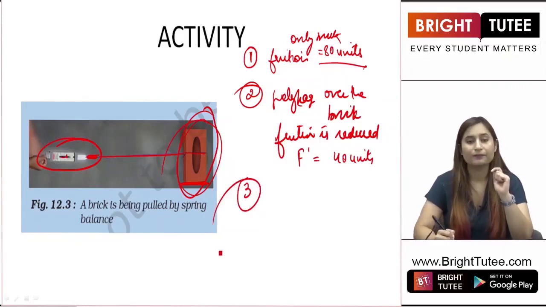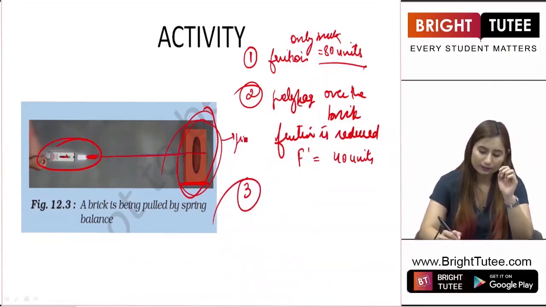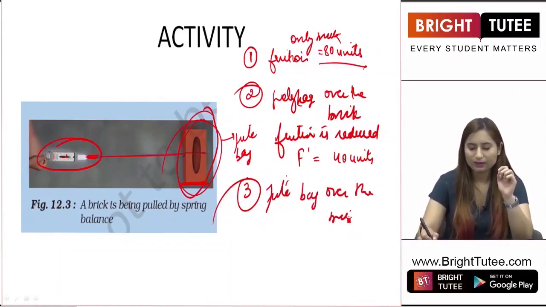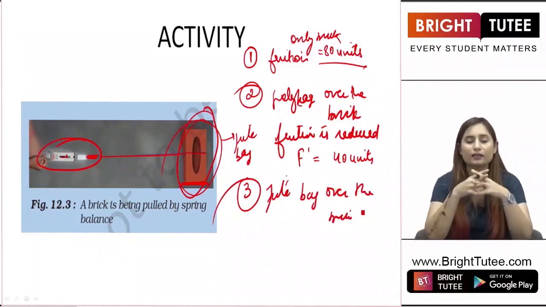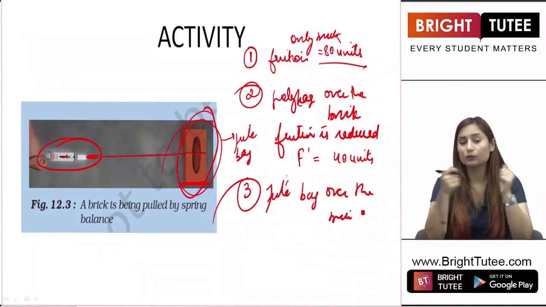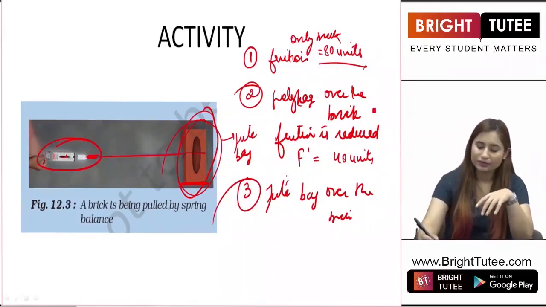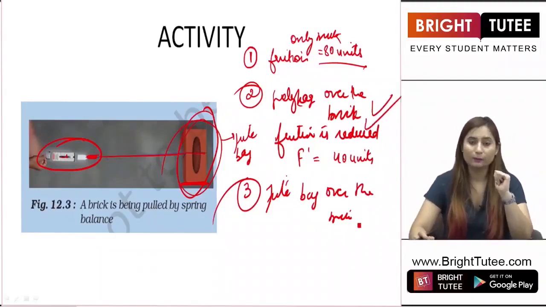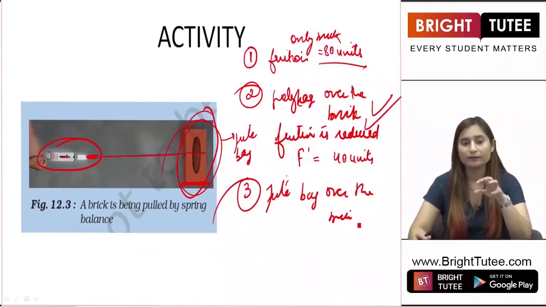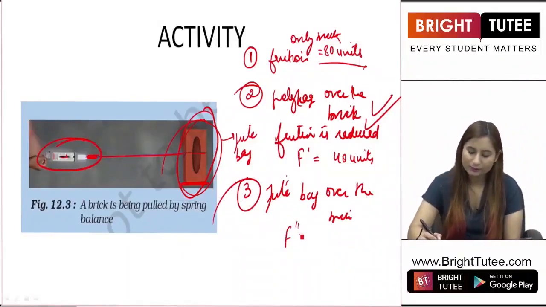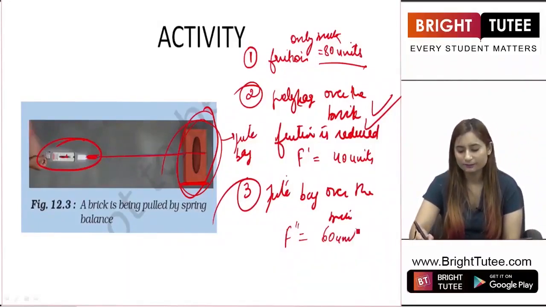The third case. In the third case, you wrap a jute bag over the brick. Around the brick, you can say, because you're covering the whole brick with the jute bag. Now you try to pull the spring balance again. You will see that this friction is more than the friction caused by the poly bag. The poly bag was reducing the friction, but the jute bag has somewhat larger friction than the poly bag. So you can say that the friction caused by the jute bag is 60 units, right?